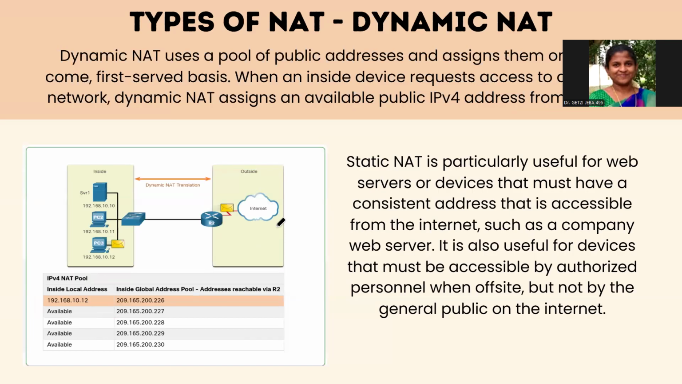Then it is a dynamic NAT. So dynamic NAT will have a range of IP addresses. Okay, so here you have 226 to 230 as the range. And whenever the first packet comes out, this router assigns the first available address. And then when the second packet comes, the second available address is assigned. Okay, so this is how the NAT router will assign for this.